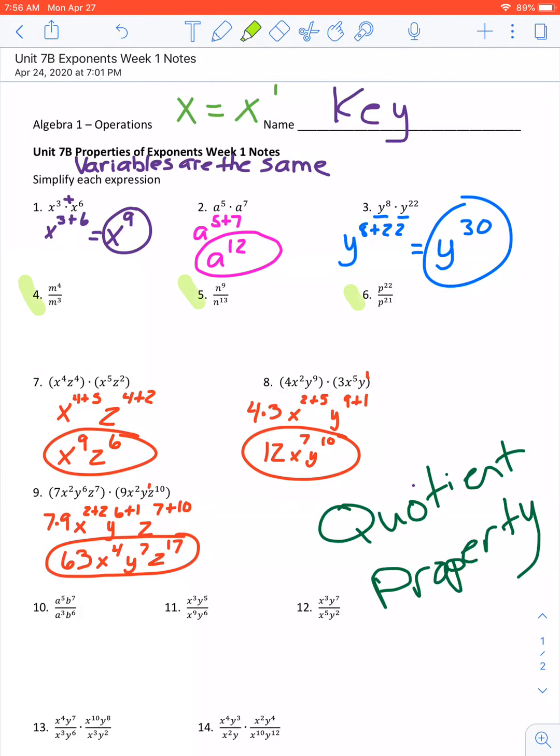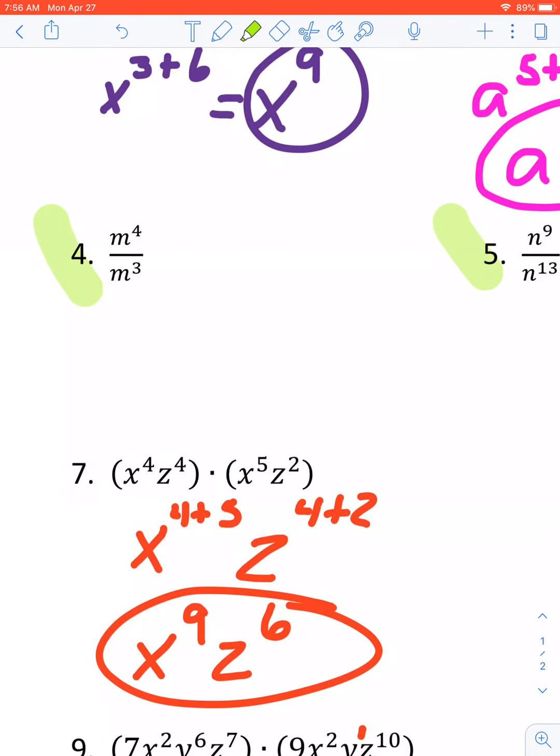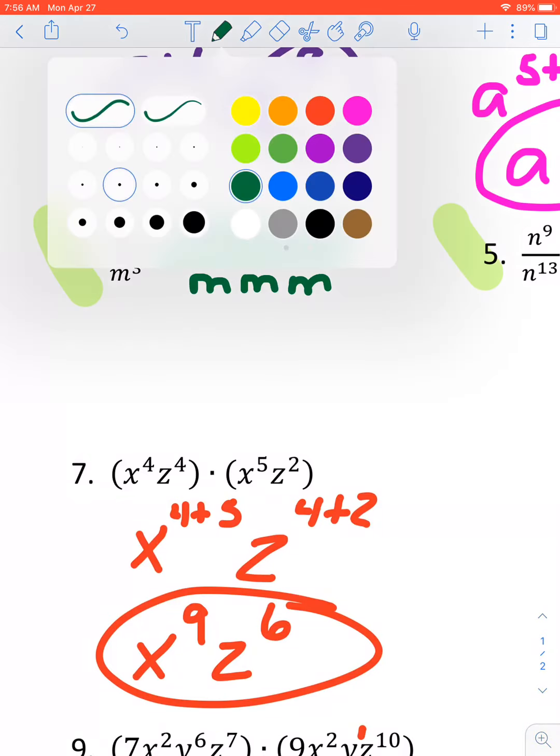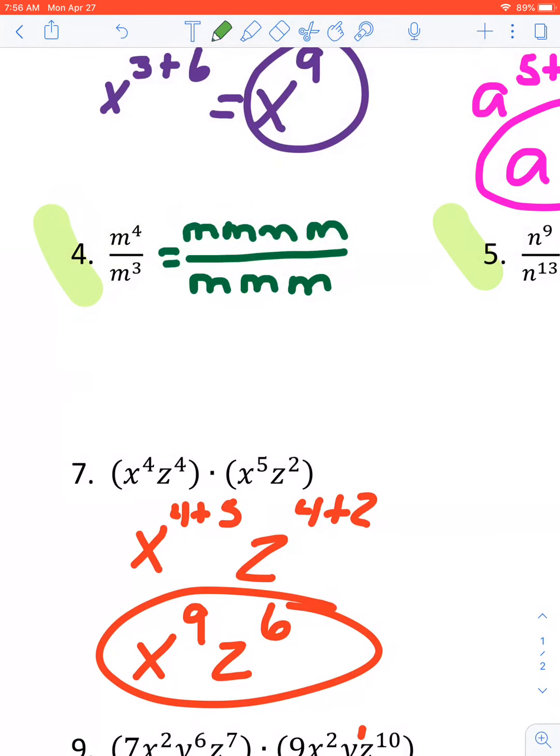So what happens here? Well, on number 4, a couple different things are going on. If I'm looking at number 4, I could rewrite that problem like this: 4 m's on top and 3 m's on bottom, because the exponent just tells me how many I have. Then mathematically, if it's the same thing top and bottom, like 2 over 2 or 3 over 3, they cancel. So what am I left with? I'm left with 1 m on top. So that's my answer.